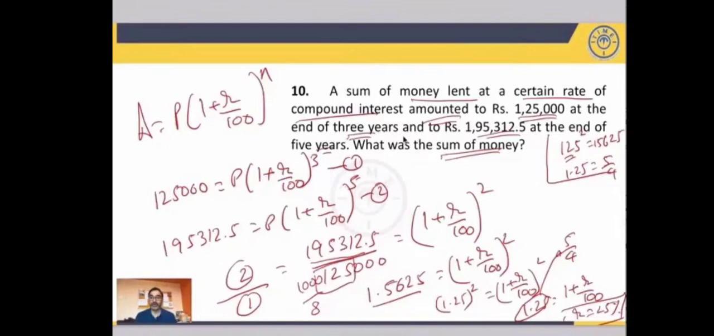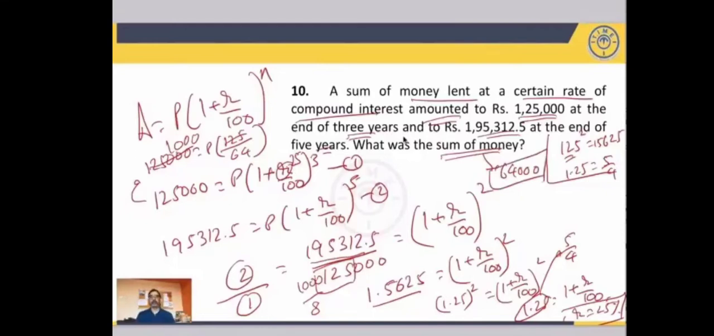But are we interested in 25%? No, we are interested in the sum. So if you take the value of R and substitute in this equation, 25% is 1 by 4, so 1 by 4 plus 1 is 5 by 4. Simplifying, 1,25,000 is equal to P into 5 by 4 whole cube, that's 5 cube is 125 divided by 64. So 1000 times 64 is 64,000. So the amount borrowed is nothing but 64,000.